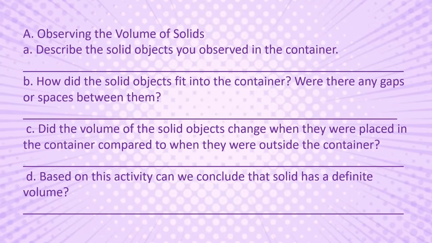Okay, describe the solid objects you observed in the container. How did the solid objects fit into the container? Were there any gaps or spaces between them? So kapag nilagay nyo ba yung mga bato, so for example, ang nadala yung bato ay mga graba, meron bang spaces doon sa pagitan ng mga graba or wala? Okay, and then did the volume of the solid objects change when they were placed in the container compared to when they were outside the container? And then based on this activity, can we conclude that solid has a definite volume?